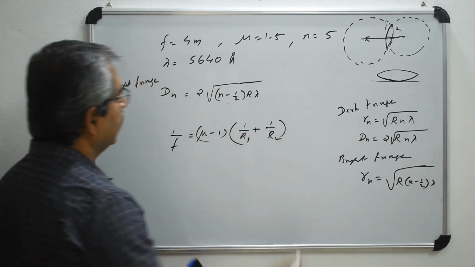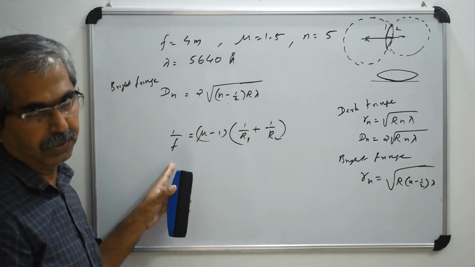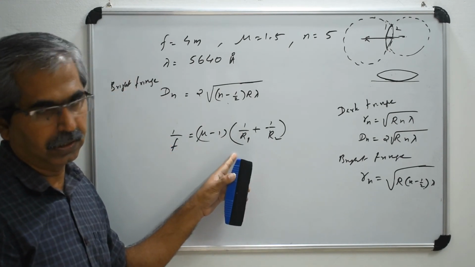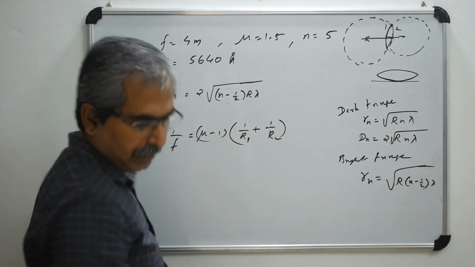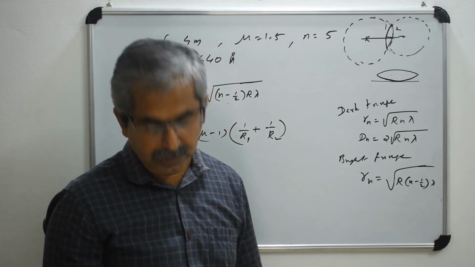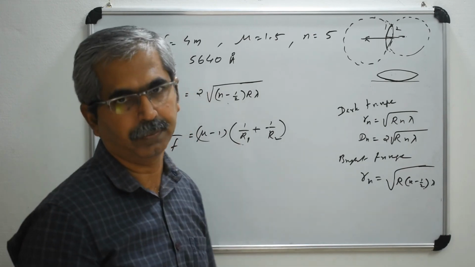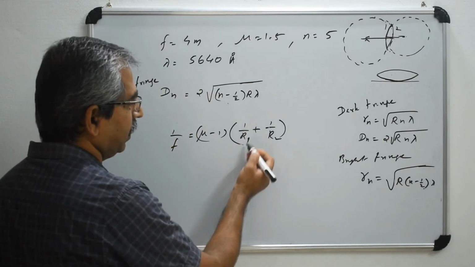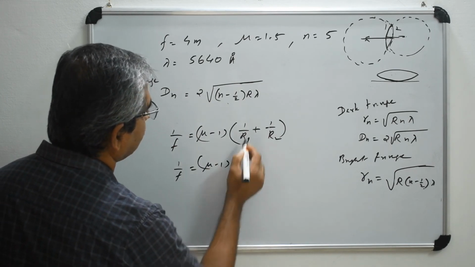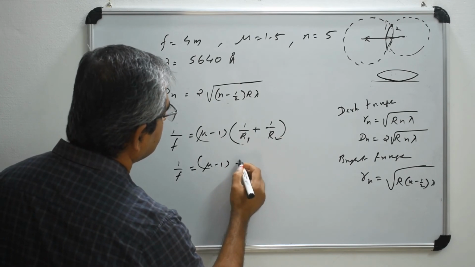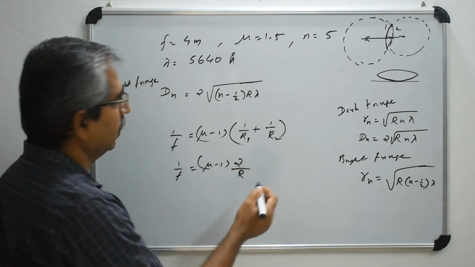So mu minus 1 into 1 by r1 plus 1 by r2 is the equation for 1 by f. This is called the lens maker's formula, isn't it? It is given that the lens is a thin equiconvex lens. Equiconvex means the two radii are the same. So you can simply write 1 by r plus 1 by r. So 1 by f is equal to mu minus 1 into 2 by r, because 2 into 1 by r is 2 by r.